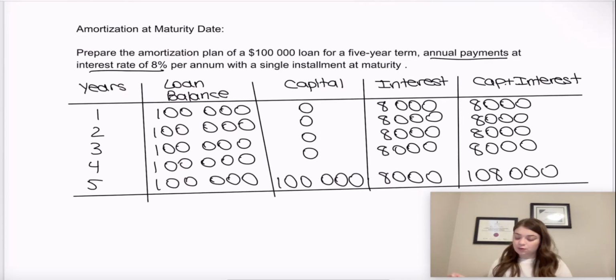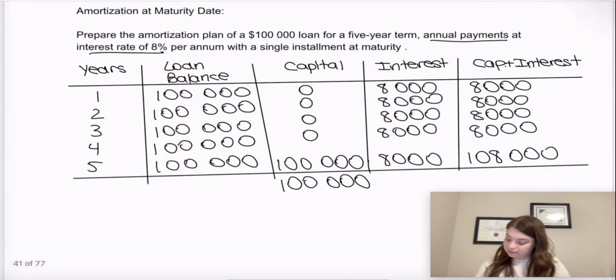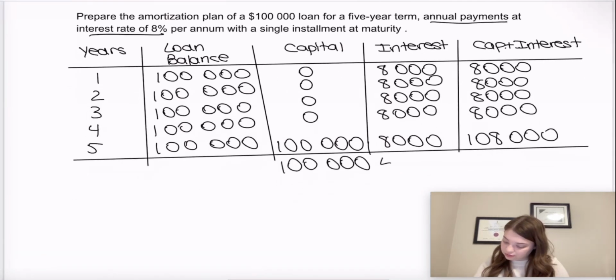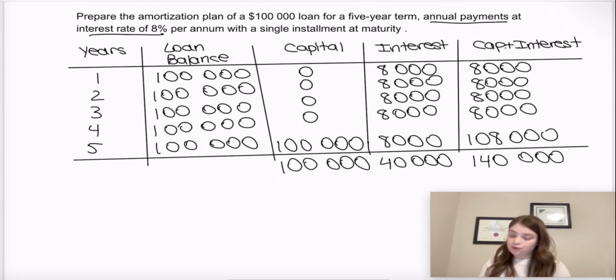And there we go. So overall, the total capital paid off was $100,000, since that's how much was initially borrowed. As for the interest paid overall, it was $40,000 that was paid in interest, $8,000 5 times. And then the capital plus interest was $140,000 overall. And so this is a more expensive way to do it overall than if we had paid some before, because then our interest would have gone down.